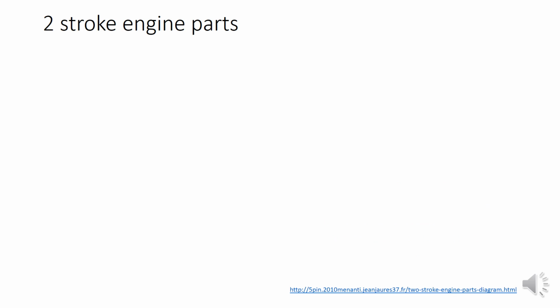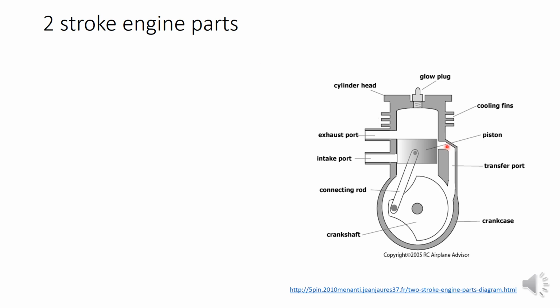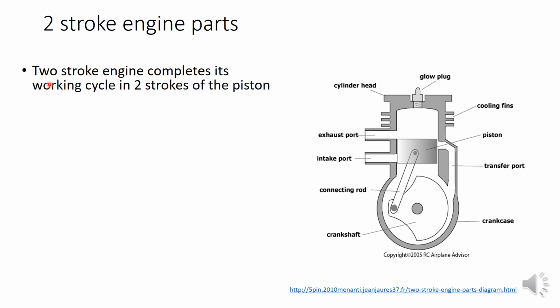So before going to the working, let's discuss the parts of a two-stroke engine. So this is a figure of a two-stroke engine, and the most important thing is that the two-stroke engine completes its working cycle in two strokes of the piston. That means one upward stroke and one downward stroke will complete one cycle.